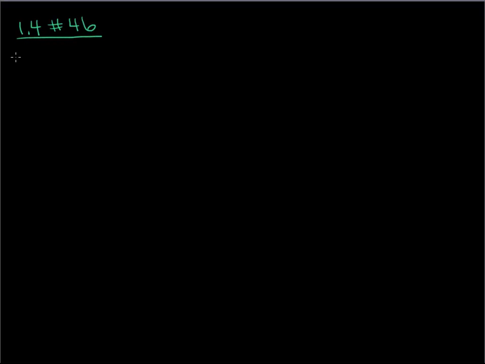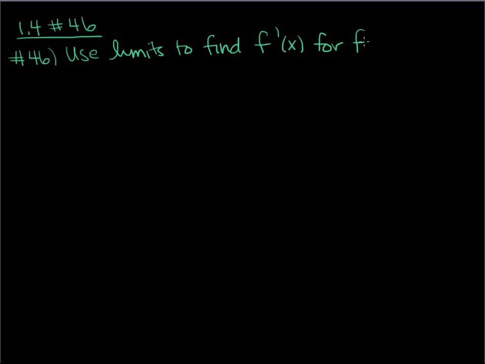So, number 46, there were just enough of you that messed up a little bit on this one that I just want to make sure everyone's on the same page and that we're feeling good about this. So this says use limits to derive f prime of x, for the function f of x equals the square root of x squared plus 1. So this is the first one I want to do for you today.